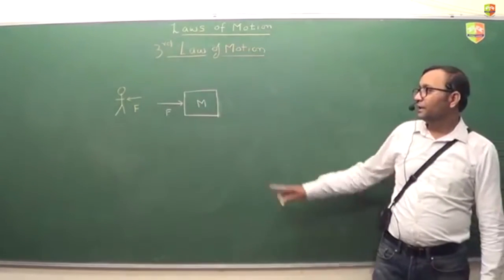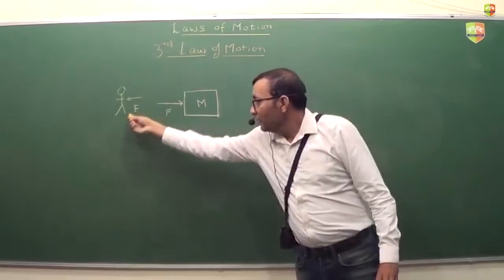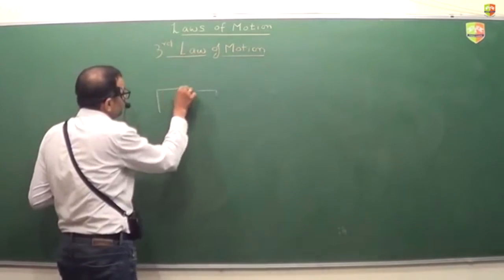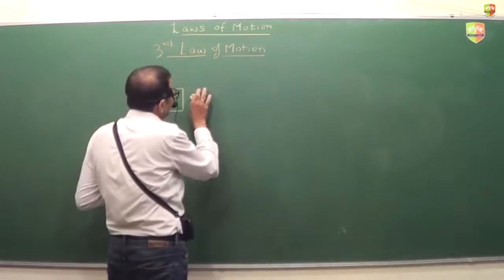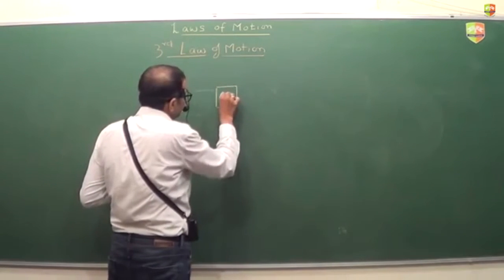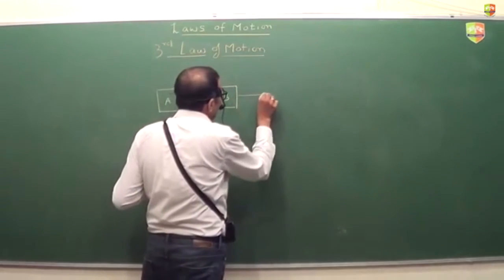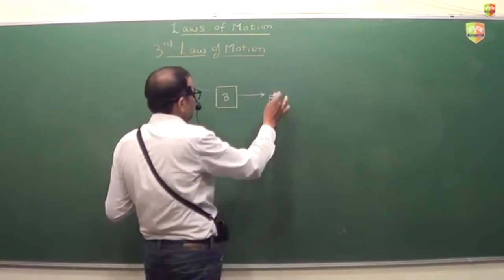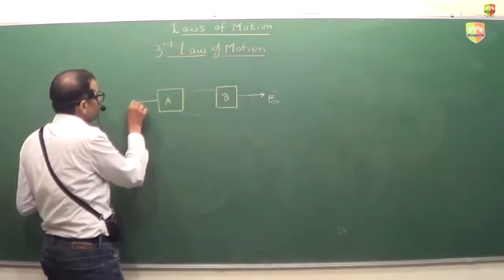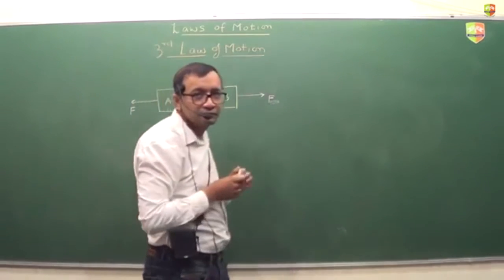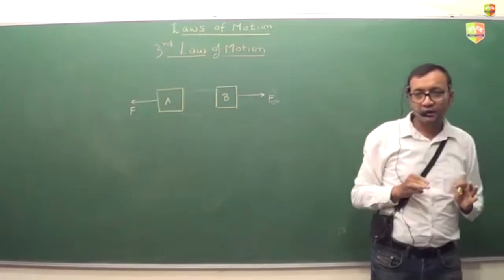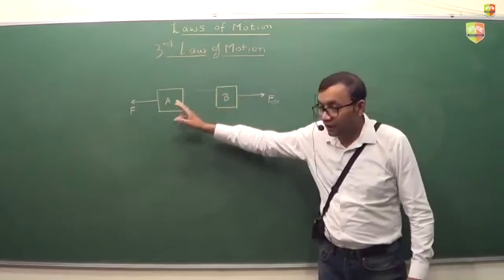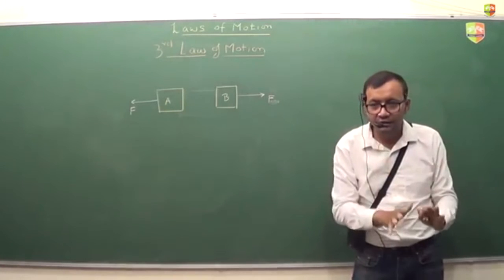Fine? So simple, right? Let's put it in a simpler manner. Draw two objects, object A and object B. Object A applies a force on B, F_BA, let's say F only. Then B will apply force F on A. Simple. If A applies force on B in this direction, B will apply force on A in the opposite direction. This is what Newton's third law is.